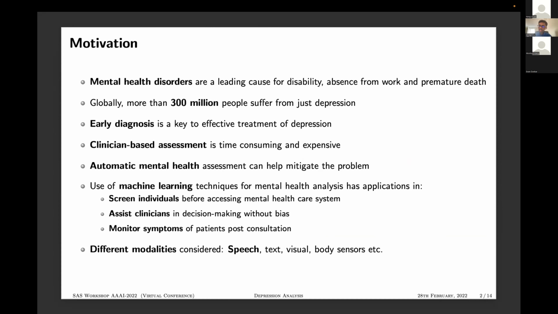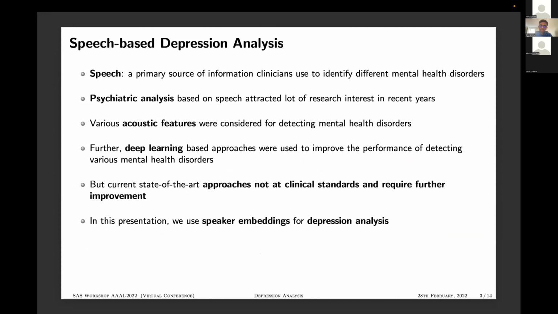Automatic mental health assessment could be helpful for screening individuals before they visit the mental health system. This is to help people with stigma and also assist clinicians in making a better decision and to monitor symptoms during the treatment. Because of these advantages, many machine learning methods were used for automatic detection of depression, and many modalities were used like speech, text, and vision. Here we will confine ourselves to speech. Speech is the primary source of information which clinicians generally consider for predicting people with depression.